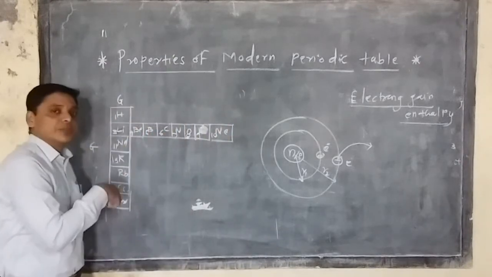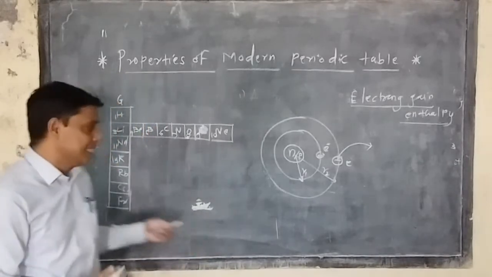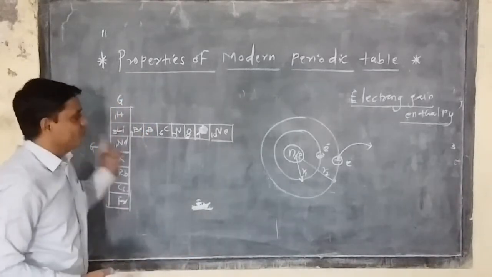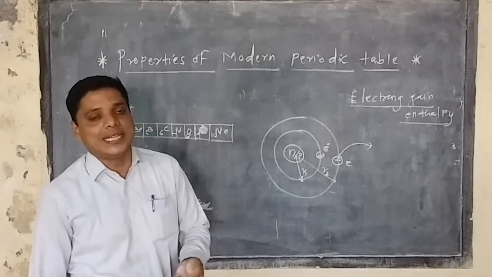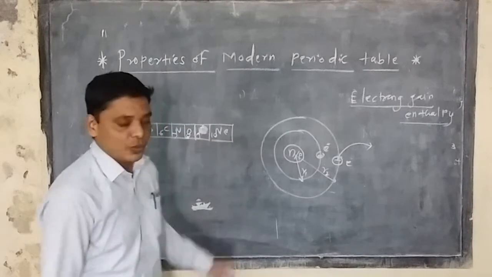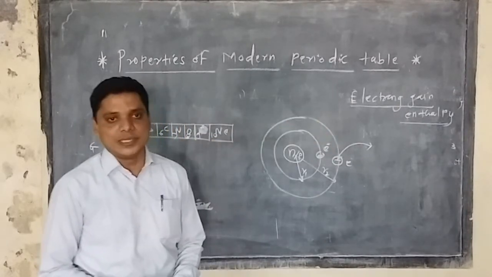From top to bottom, the atomic size increases, so the addition of an electron is easier. While from left to right, the atomic size decreases, so that's why it is tough to add an electron to its outermost shell. So this is the idea behind electron gain enthalpy.